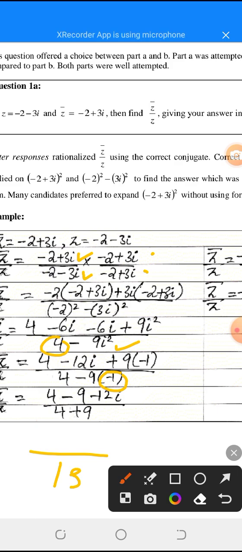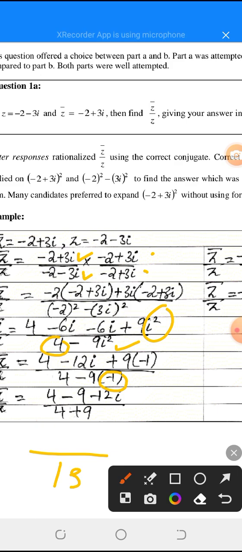After that, 4 - 6 iota - 6 iota + 9 iota square. So 4 is a number I have copied. Minus 6 iota minus 6 iota: minus minus is plus, sign of greater number. Here both are minus, so minus will remain the same. 4 - 12 iota, because 6 plus 6 is 12. So 4 - 12 iota + 9, and now put the value of iota square. Iota square equals -1. So here 4 - 12 iota - 9.